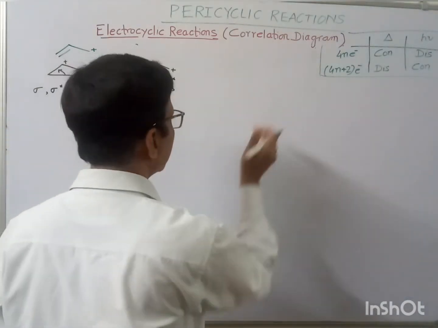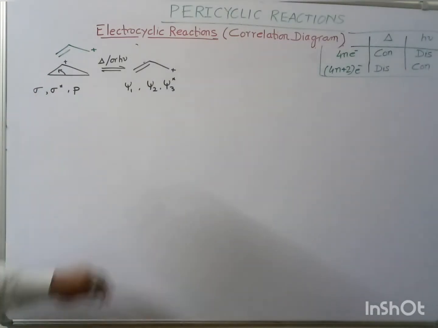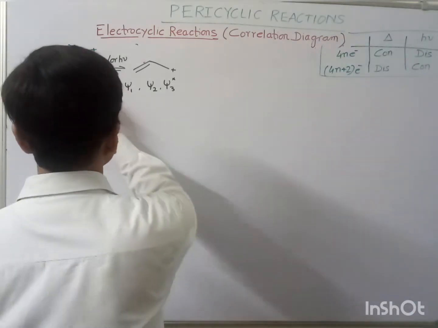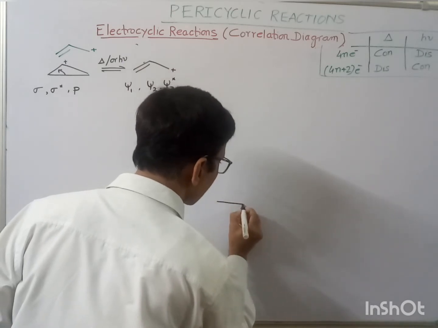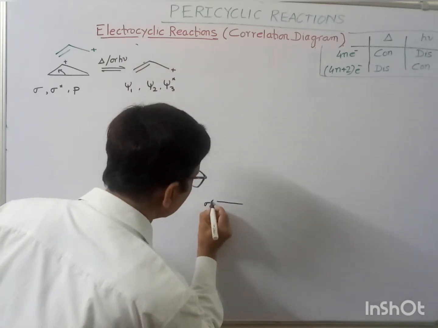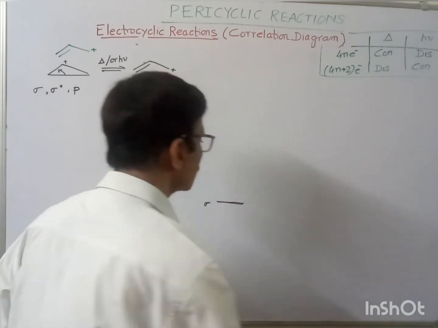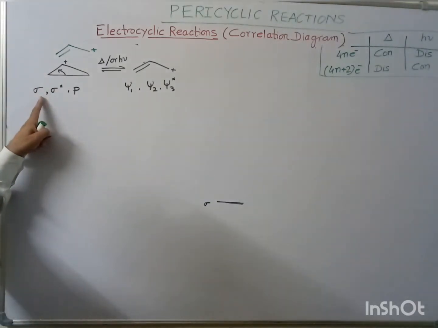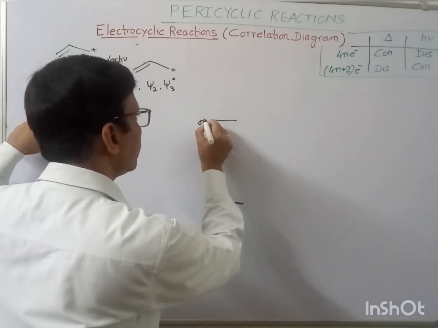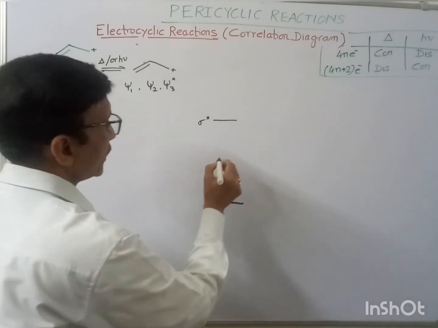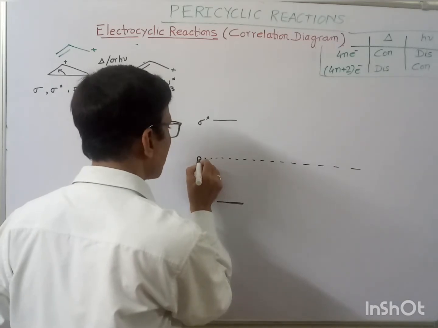Now let's see the correlation diagram. This is converting into this. Here the ring opening reaction is taking place. So for this cyclopropyl cation, there are three molecular orbitals. Suppose this is sigma, sigma being the strongest bond, so that would be the most stable. Then sigma star at the highest energy, we will have the sigma star, and the non-bonding orbital, suppose this is a p orbital.